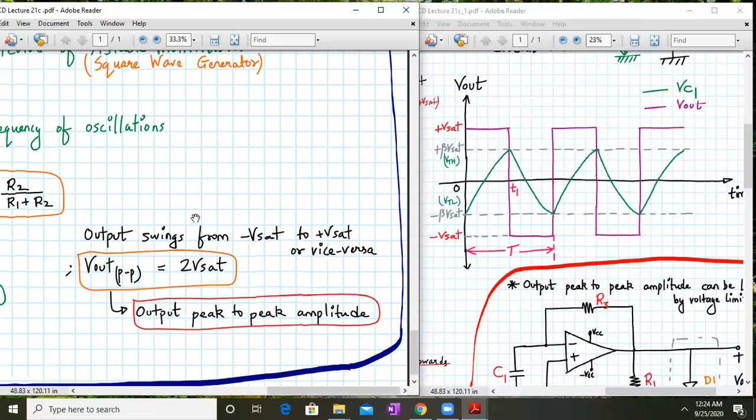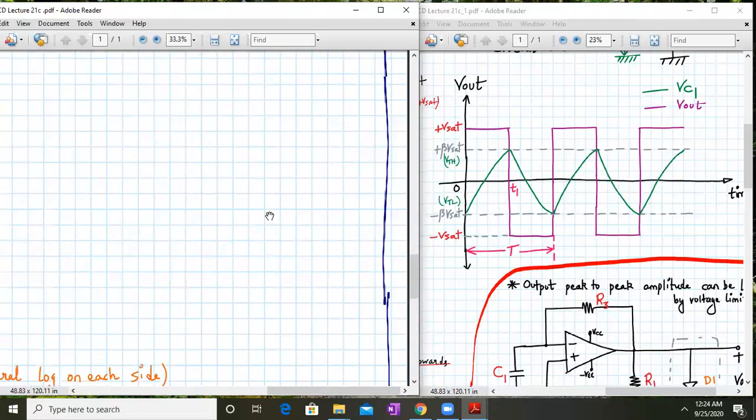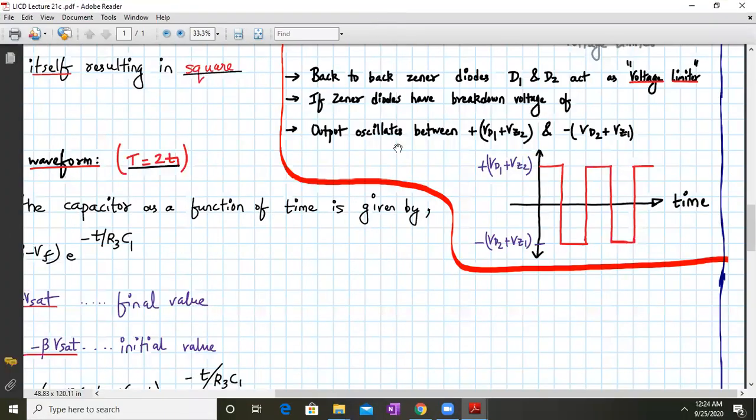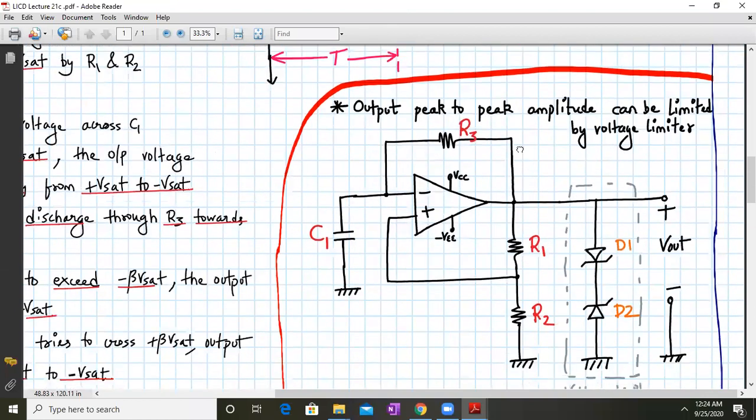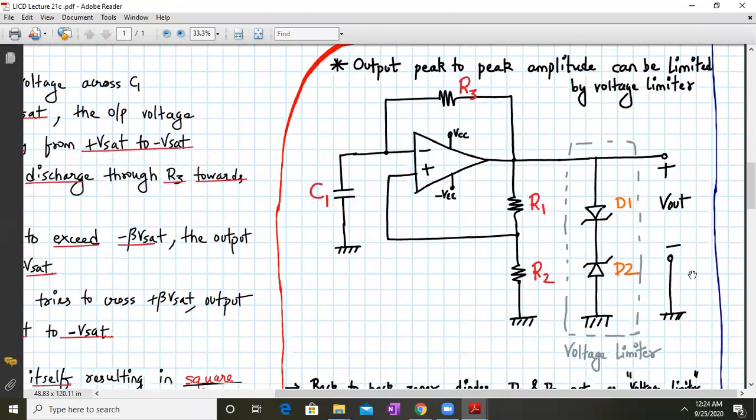And one more point is that the output of the square wave generated swings between minus Vsat to plus Vsat or vice versa. So my output peak to peak value will always be twice Vsat, and Vsat is around 90% of your power supply voltage. So this is my output peak to peak amplitude. Now there is one more important concept of output. We have just said that the maximum output can be twice Vsat, but Vsat is basically 90% of VCC. What if we want a much lesser voltage than that?